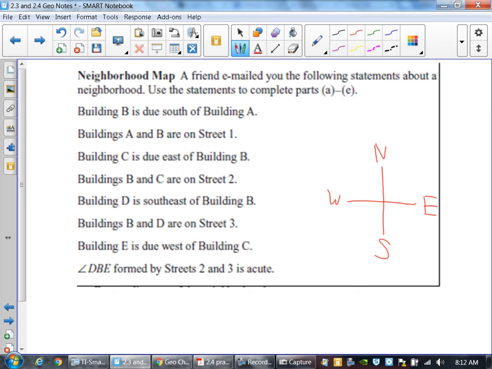Building C is due east of building B. So where would C be placed? What's our compass say? East goes to the right, so building C is over here. And these two are on street number 2. Are we okay with that?